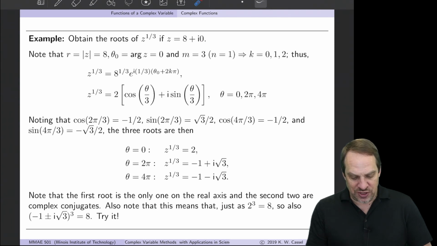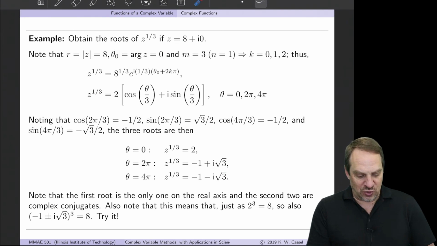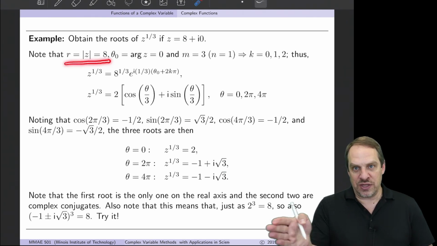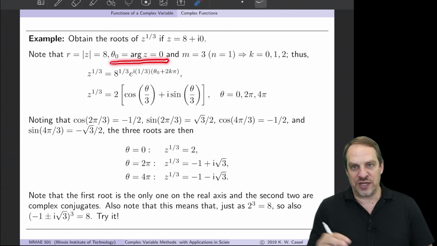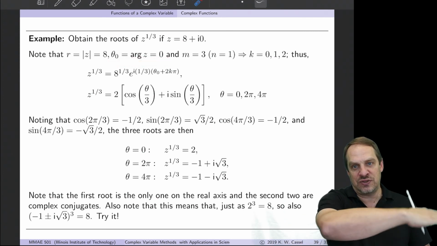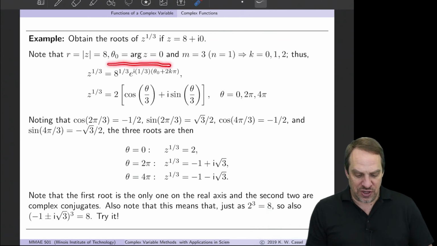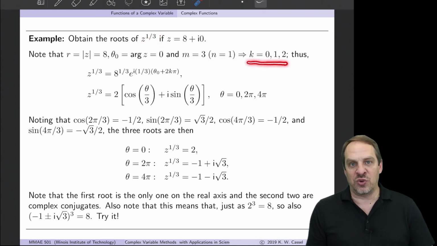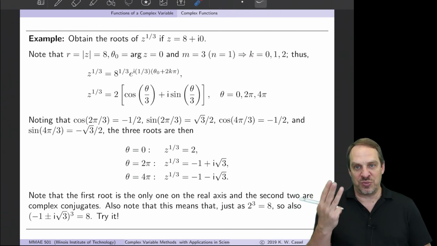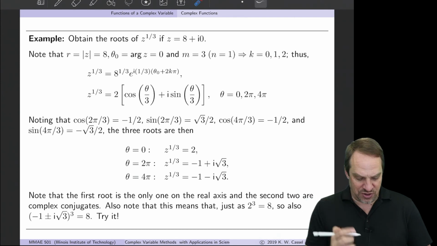All right, so the way we do this is, my z is 8 units to the right. So what is mod z? Well, that's just 8. That's the distance from the origin. What is the argument of z? Well, that's just 0 because it's on the positive real axis, so the angle from the positive real axis is 0. So theta 0 is 0. M is 3, n is 1, so k goes from 0 to 1 to 2. So there's 3 values, which makes sense. This is the cube root. There should be 3 values, and indeed there are.